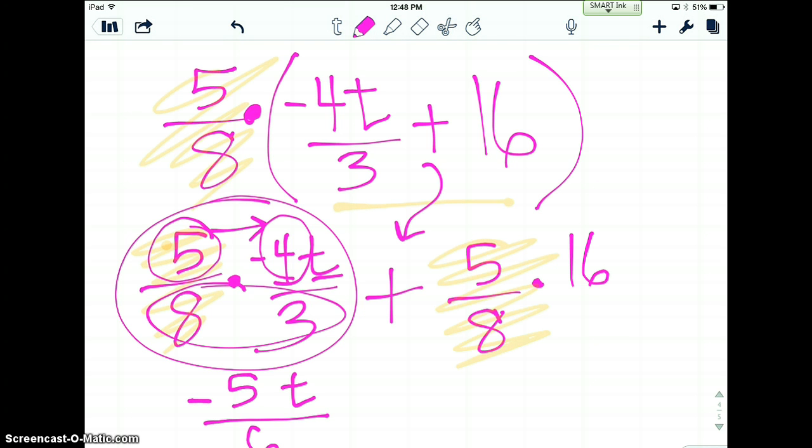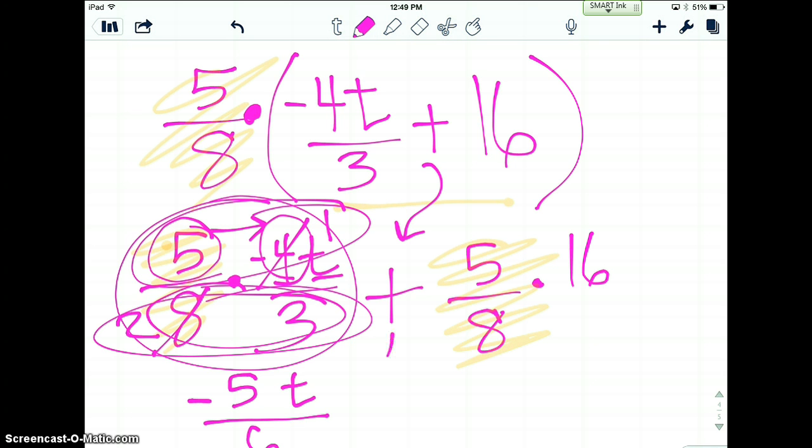All right, so I have simplified that. If you cross-reduced it, just to show you, the 4 and the 8 cross-reduce, that would become a 1. This would become a 2. And look, we get 5 times 1, 5, over 2 times 3, 6. We get our simplified version right away.